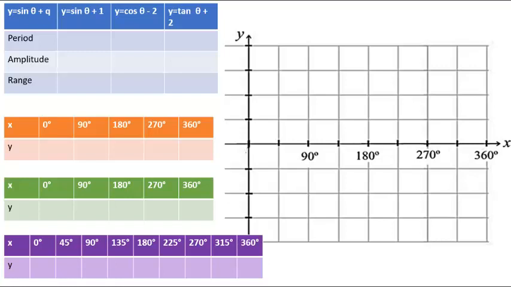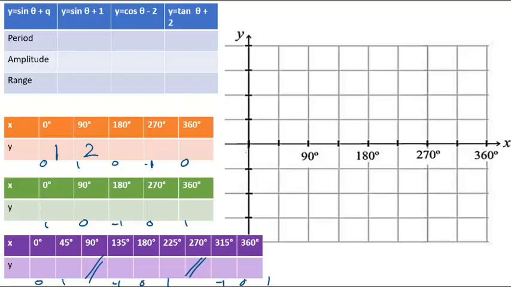So we're going to follow the same procedure. Let's start by putting in our basic ratios at the bottom. So what's going to happen here? Let's start with the sine graph. We're going to say sine of theta plus 1. Sine of 0 degrees is 0. 0 plus 1 is 1. Sine of 90 is 1. 1 plus 1 is 2.